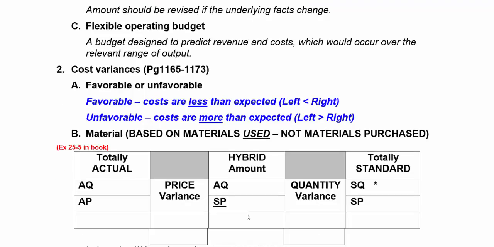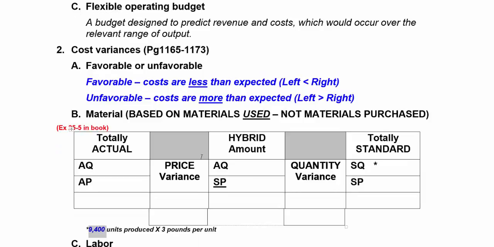So using the information that was given in the exercise, 9,400 units were produced, and if it's 9,400 units and each unit requires 3 pounds of direct material, then the standard quantity of direct materials we need is 28,200. That's 9,400 times 3 pounds per unit. Then the standard cost was $5 per pound. So $5 per pound times 28,200 pounds is $141,000, what the direct materials used should have cost.